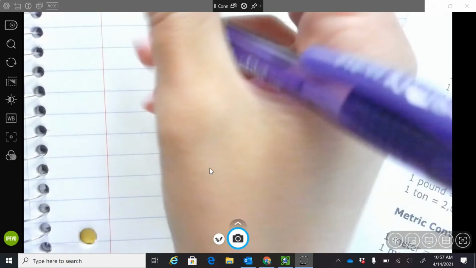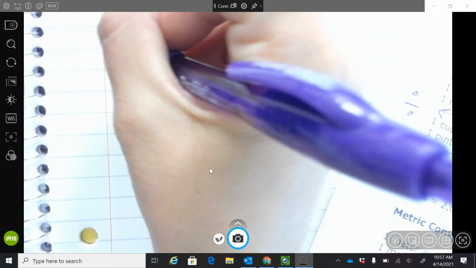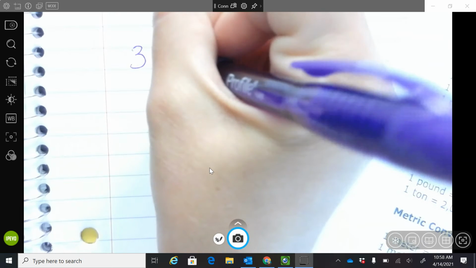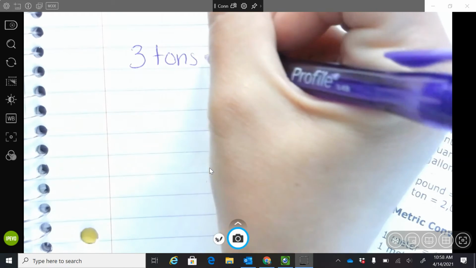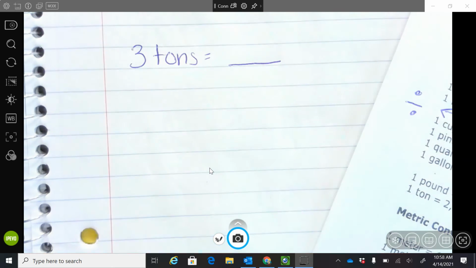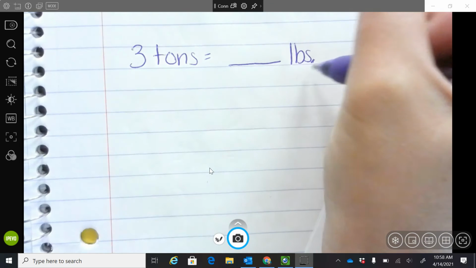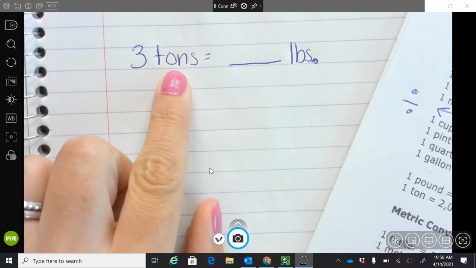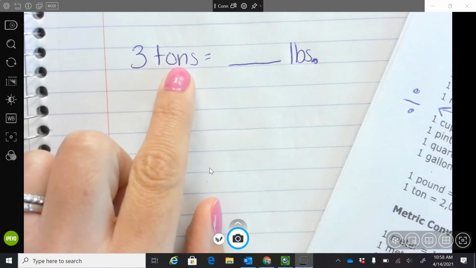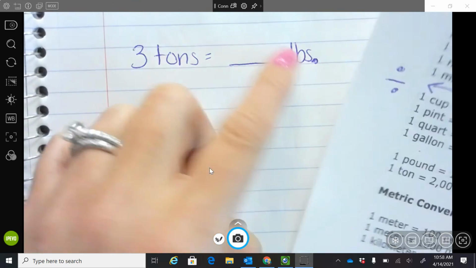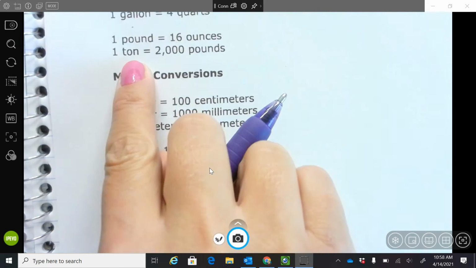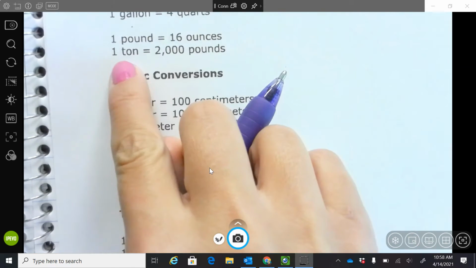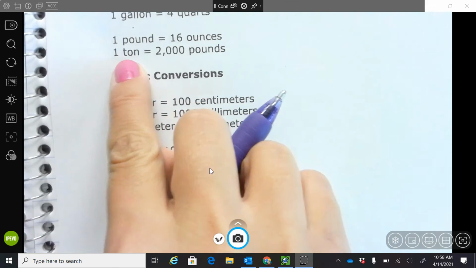Let's say that there is a baby elephant at the zoo and it weighs 3 tons. I want to know how many pounds is that elephant. This is the abbreviation for pounds. So start at what? Tons and we go to pounds. So ton to pounds. I'm moving my finger from left to right.